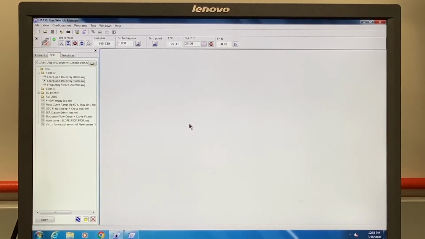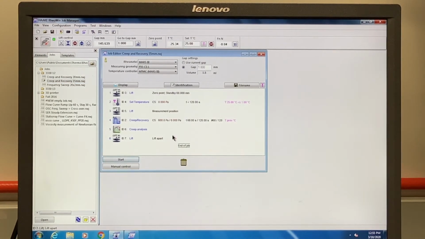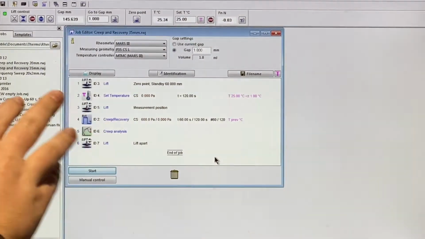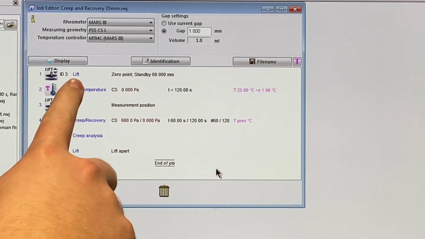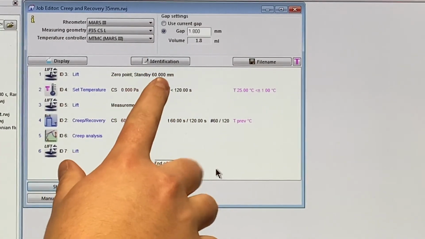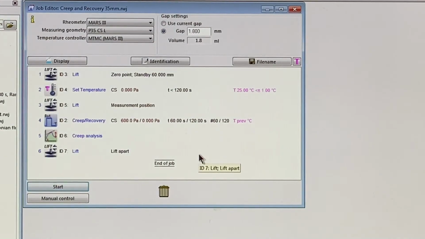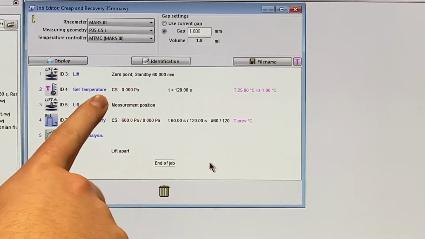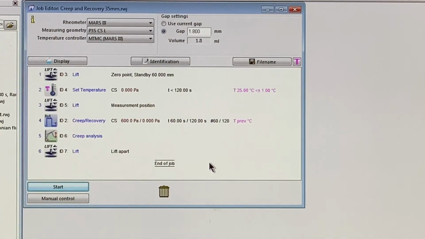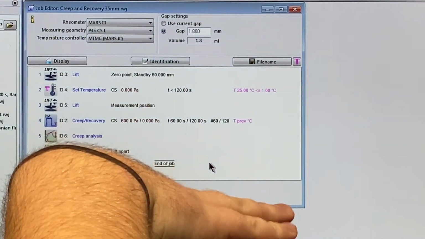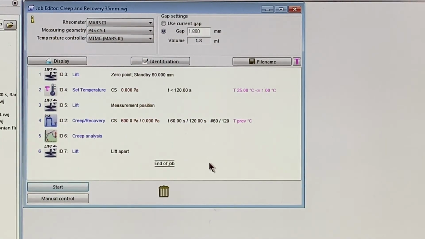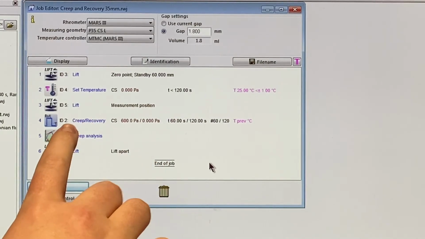This is our monitor setup for the rotational rheometer. Using this program, we can set various tests, and we'll go over a few examples. So we can create a creep and recovery test, and here we have the actions that the machine will undergo. First, the lift, that top portion of the rheometer, will move to its zero point, its standby point, which in this particular test is set at 60 millimeters. Then it will proceed to its set temperature, in this case 25 degrees Celsius, so about room temperature. Then the lift is going to move to measurement position. Essentially it comes down toward that bottom plate, to about an inch above it, and sits there. Then it will start moving ever so slightly closer and begin its creep and recovery test.